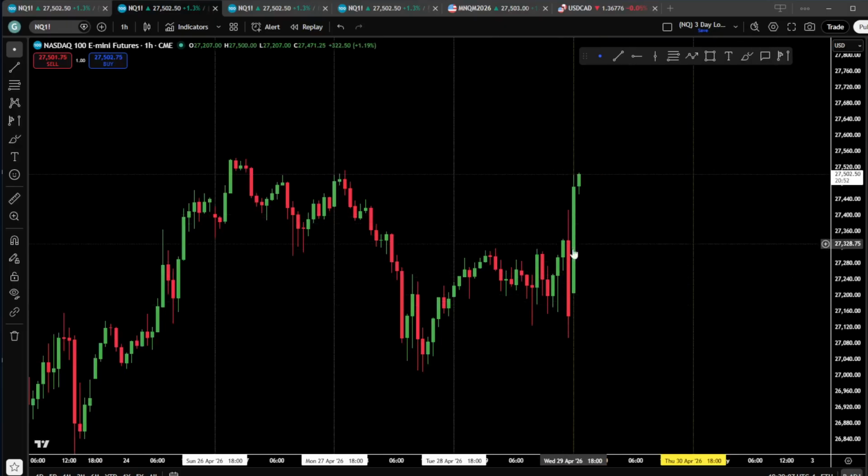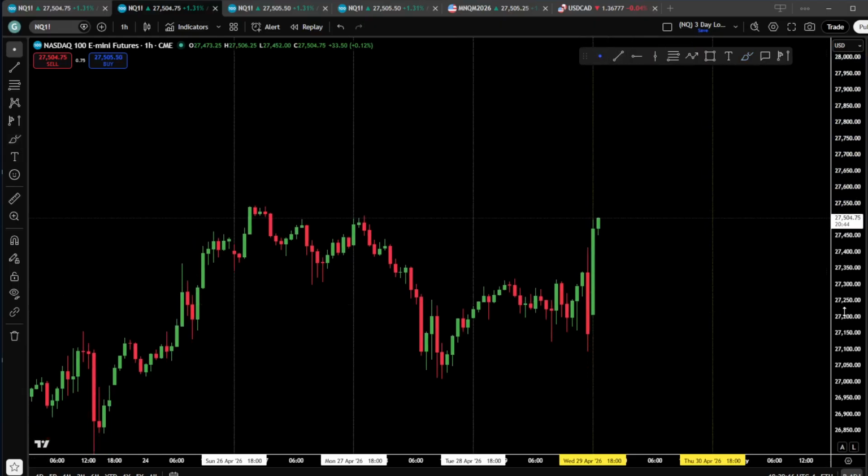So discount array, premium array, just watch out for any divergences. Personally, I don't think it's going to happen. I think this is going to rally. But, you know, you've got to be open to every type of profile.